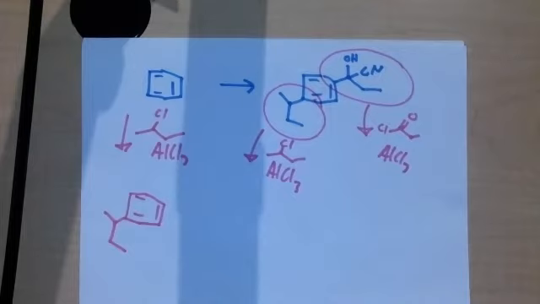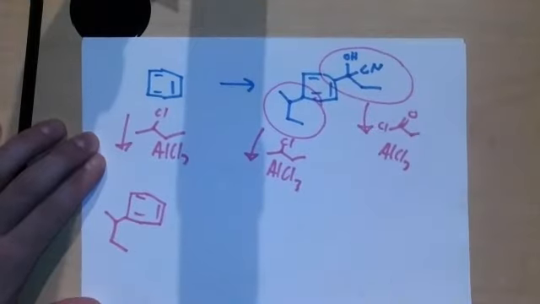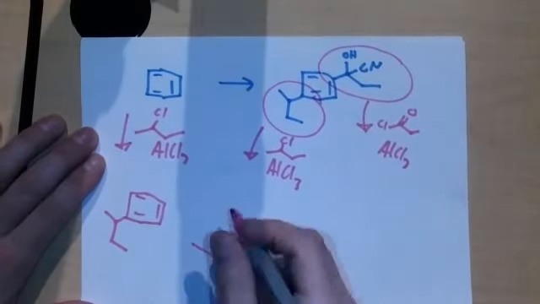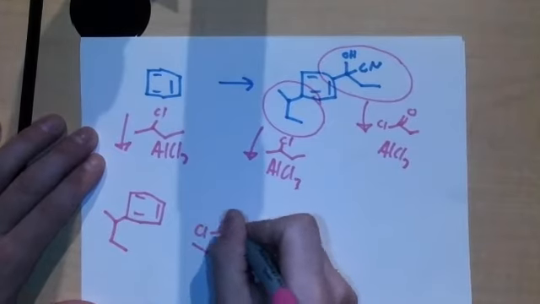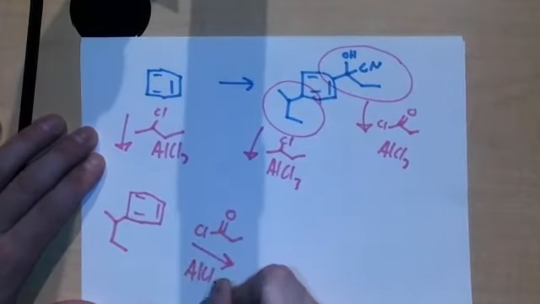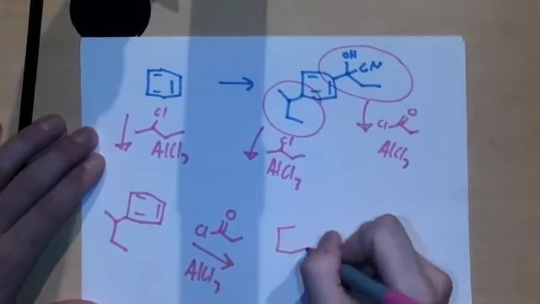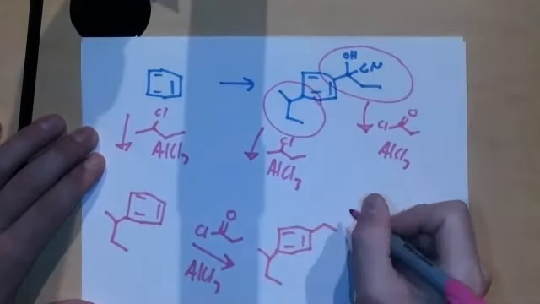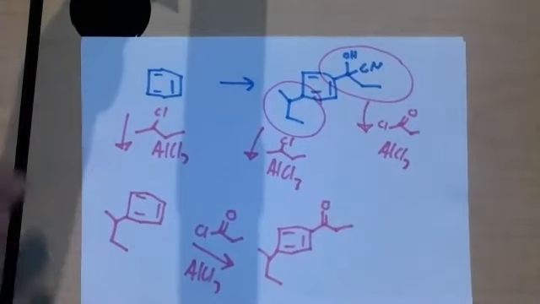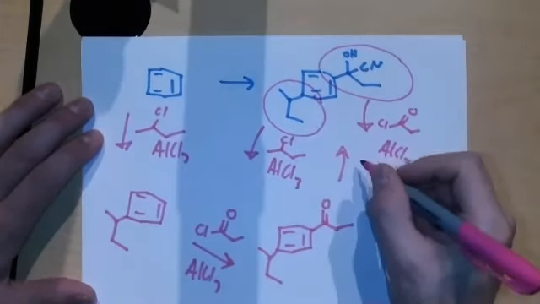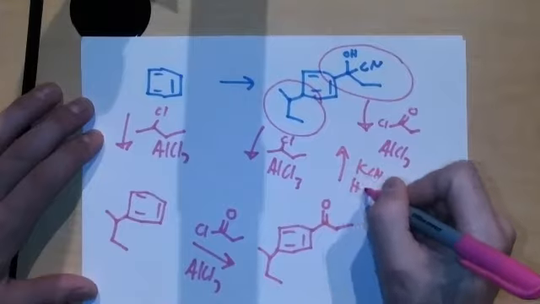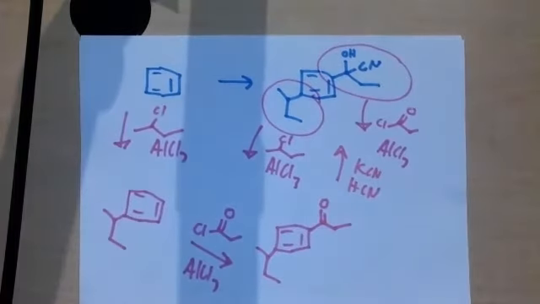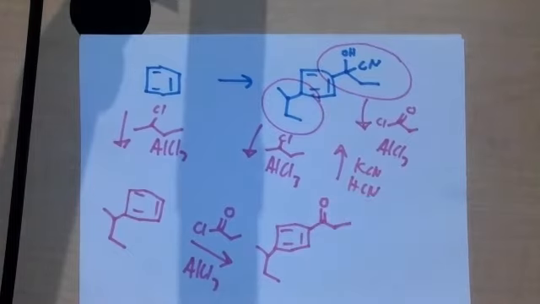I've got an ortho para director. This thing's pretty big. It's probably going to add para. So then I could have this second group over here. And then from this point, I just need to add my nitrile so I could throw in KCN and HCN. And we could add that, have that attack our carbonyl and protonate.